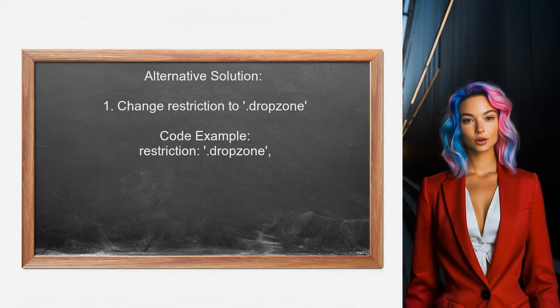An alternative solution provided by another user suggests a simple change. Instead of using restriction with document.getElementById, they recommend using restriction with the class selector drop zone. This adjustment ensures that the draggable elements are properly restricted to the designated drop zone.